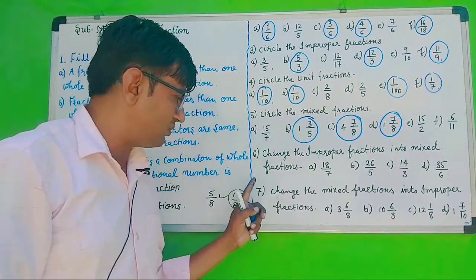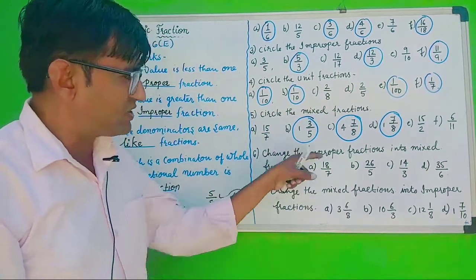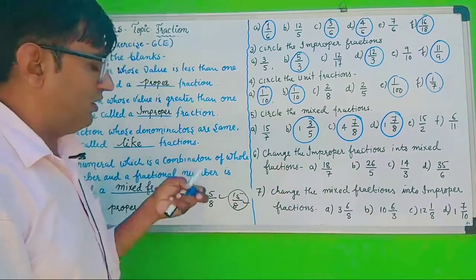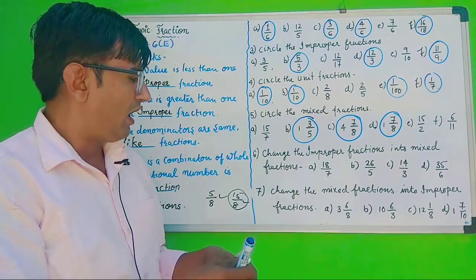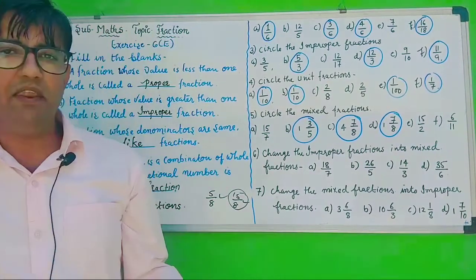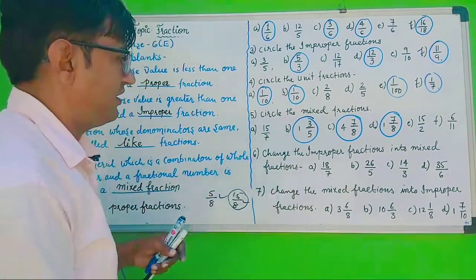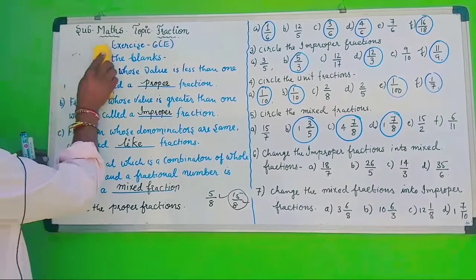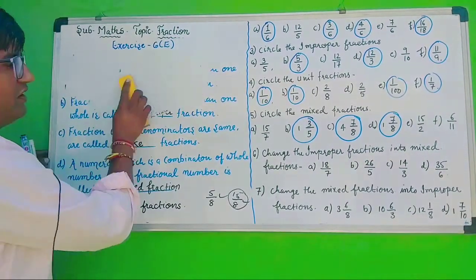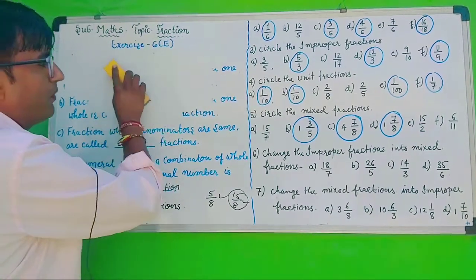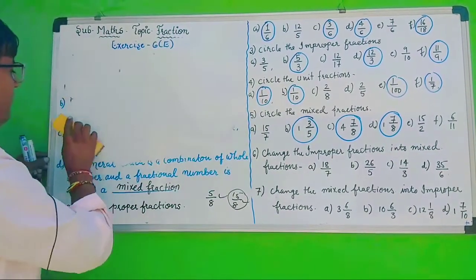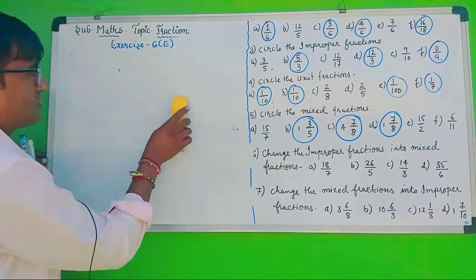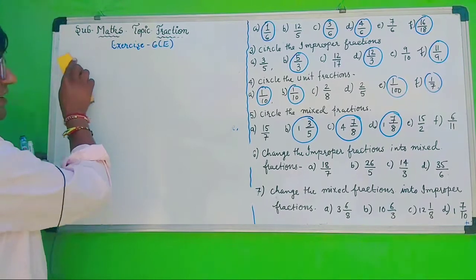Now children, the 6th question and 7th question we will solve. Here we do not have to circle. We have to solve it. I will solve here and explain how to change an improper fraction into a mixed fraction. So we will solve here how to convert an improper fraction into a mixed fraction. I will explain to you children. You just concentrate and pay attention here.